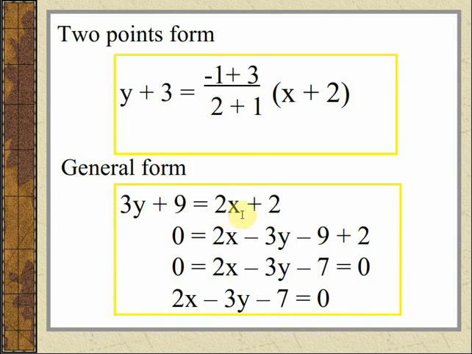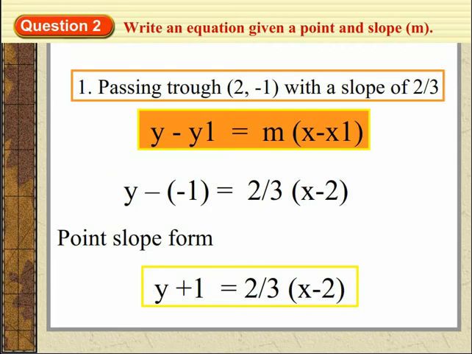3y plus 9 is equal to 2x plus 4, so it becomes 2x minus 3y minus 9 plus 4, so it becomes -5. Here we have a -5, here is -7. So this is basically the general form of the equation of a line, ax plus by plus c equals 0. So this is the equation of the line. Next, moving on, we're going to solve this kind of equation with the point-slope form.